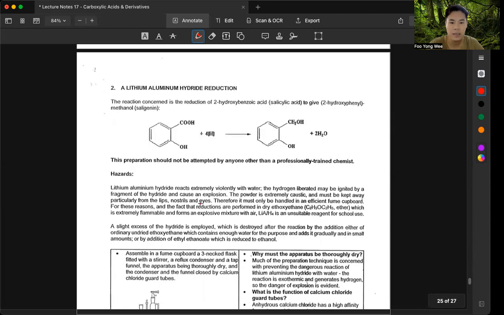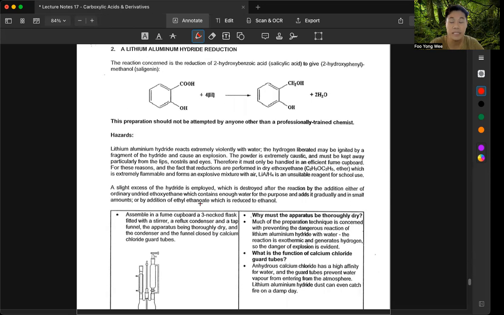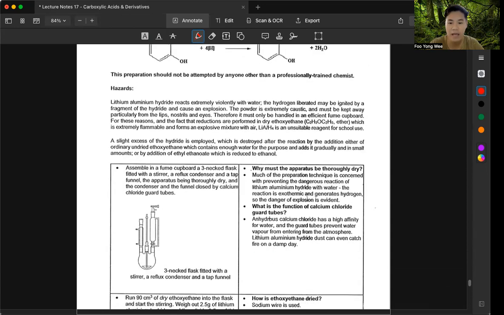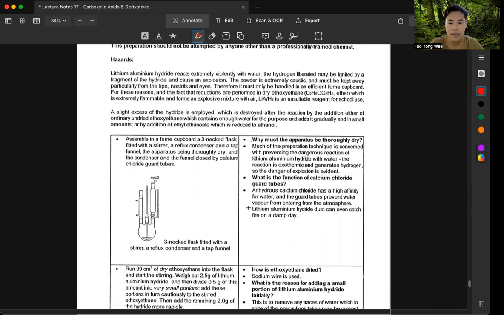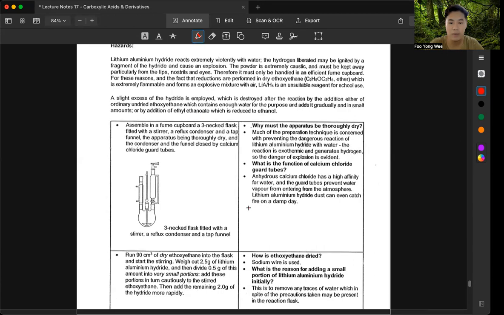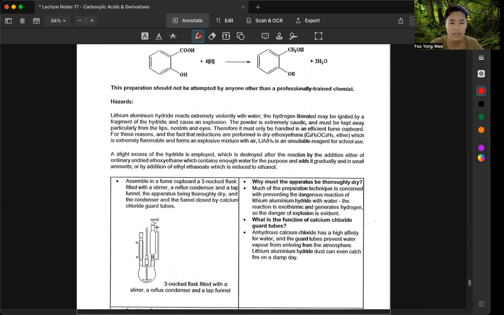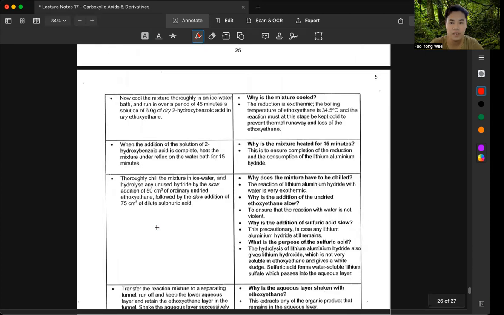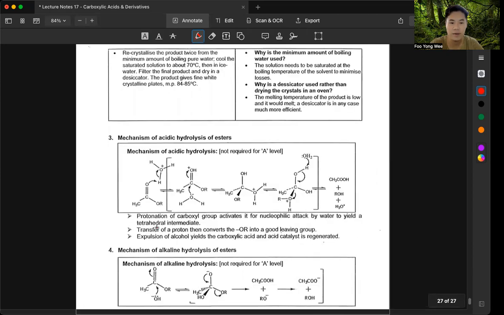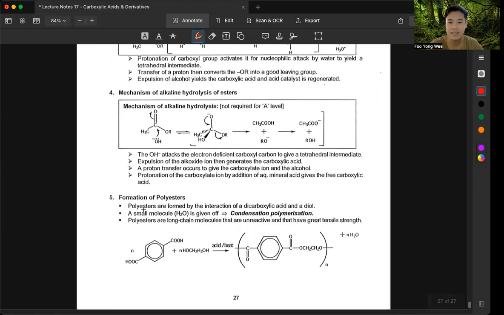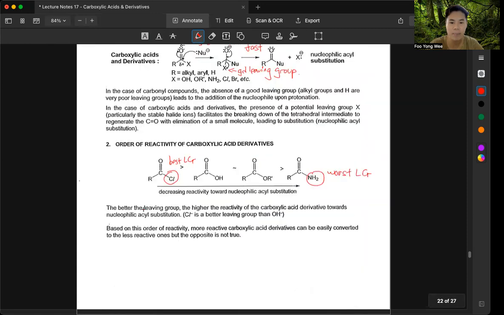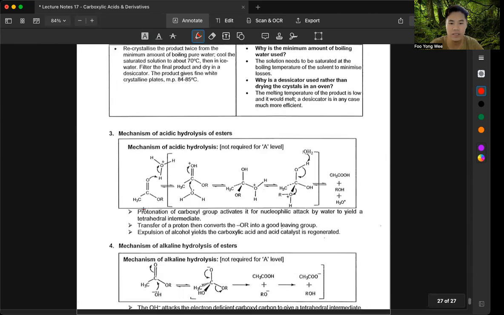Okay. Then this is more detail about lithium aluminum hydride, why it has to be dry, so that there will be no reaction between the hydride and water, which is very exothermic and runs the risk of forming hydrogen, which carries the danger of explosion. Okay, and the calcium chloride has a high affinity for water, preventing water vapor from entering from the atmosphere. Okay. So this is just for information to read for yourself, and some mechanisms are not required for A-level. So in the appendix, mostly only this part is good. The rest of it is just for information.